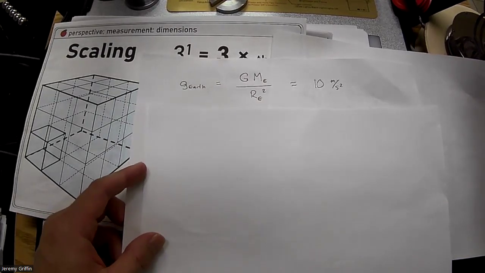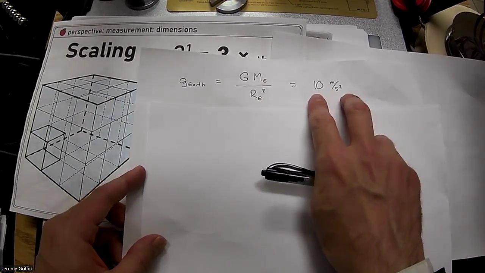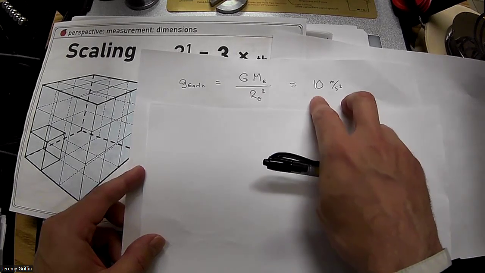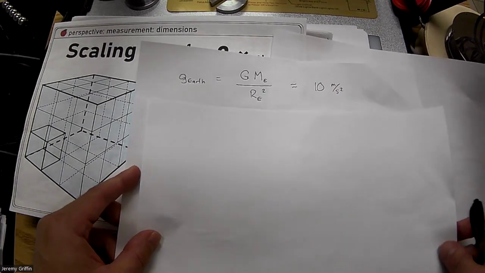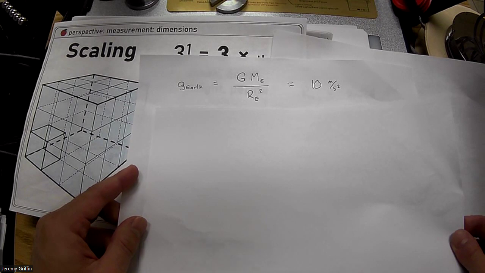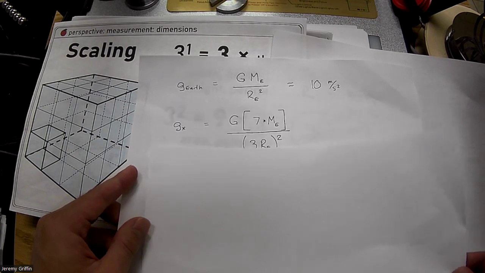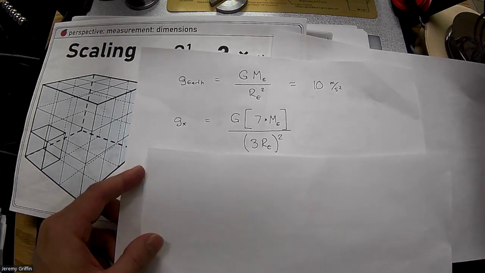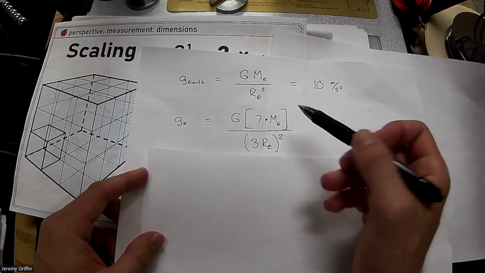Now, I know a value for that for Earth, so I'll jot that down too. I'm going to round it a little bit. You can do 9.8 if you like, or do 10 meters per second squared. Now we're going to do planet X. So I've got gravity field on planet X. Now we're relating everything back to Earth, so we're doing proportions here.